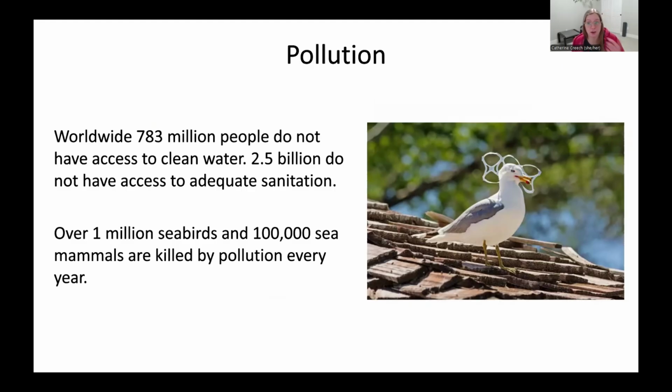So in our water system, we have 783 million people worldwide who do not have clean water. That also includes plants and animals that are not counted in number. And 2.5 billion do not have access to adequate sanitation. There are about 8 billion people on Earth. So that is a lot of us. Over 1 million seabirds and 100,000 sea mammals are killed by pollution every year.